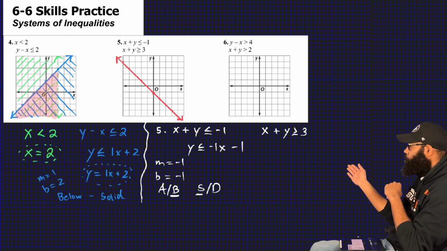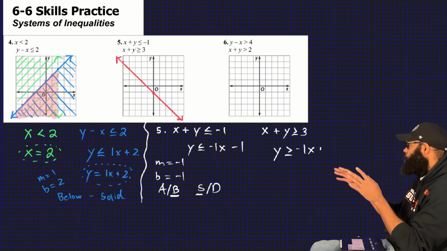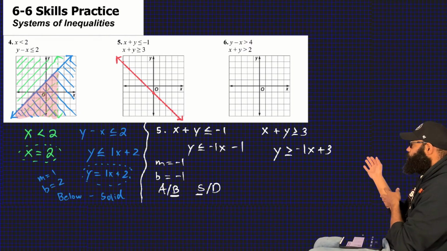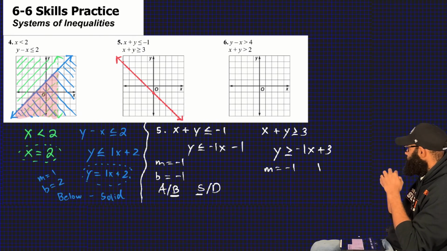Everything below. Well, I guess I'm not going to shade. Move on to the next one that fast. All right, we'll shade later. X plus y is greater than or equal to 3. When I subtract x from both sides, guys, guess what? I'm ready. Y is greater than or equal to negative 1x plus 3.